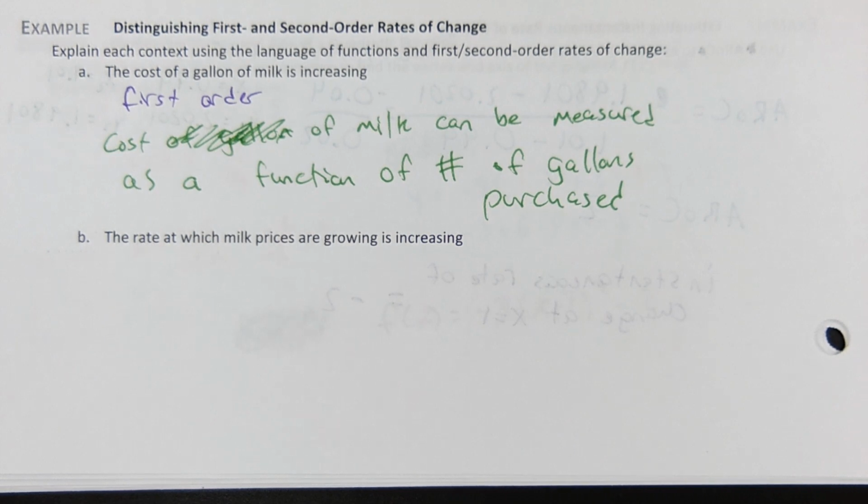However, if we say that the rate at which milk prices are growing is increasing, and here's what we know. We all know that the price of milk is growing. We know that. Okay? But the rate at which it's growing is increasing. Is that first or second order rate of change? Second order rate of change, yeah.